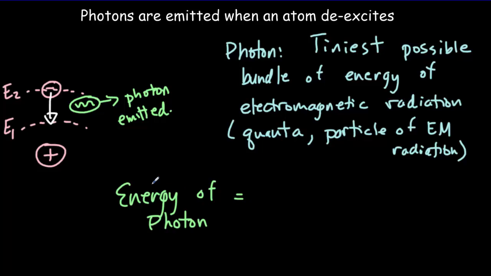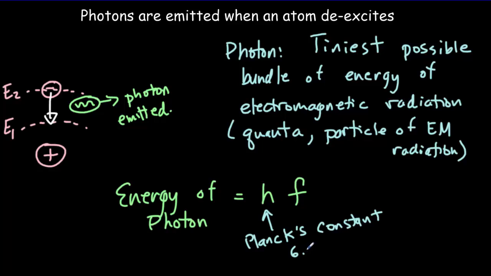And we can calculate the energy of the photon if we take a constant called Planck's constant and multiply it by the frequency. So this proportionality constant here is called Planck's constant, and it's given by this number, 6.63 times 10 to the minus 34. That would be joule seconds. And the f here is the frequency of the radiation.